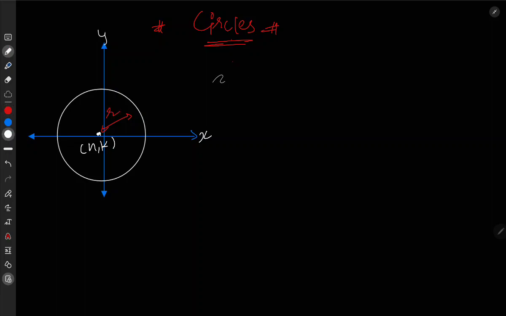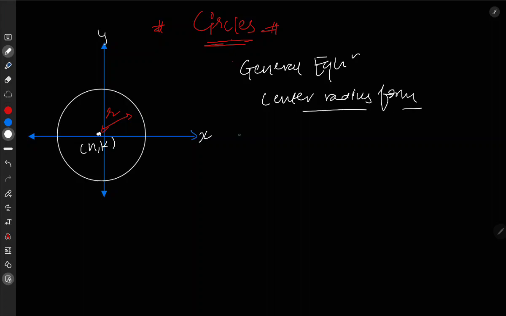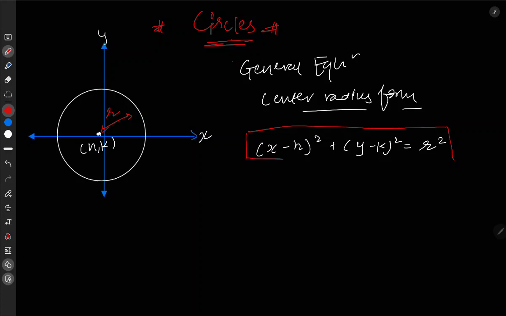So the general equation in center-radius form is (x minus h) the square plus (y minus k) the square equals r square. It has a very simple derivation which can be done easily by using the distance formula, and then you can get it. So we won't be going into that.